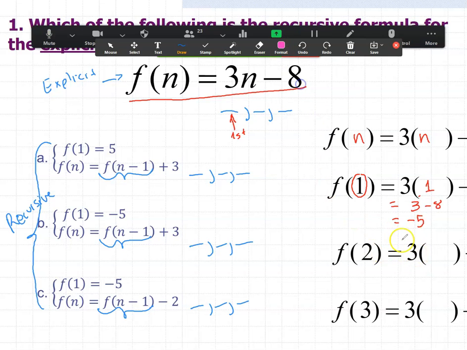Do it again with 2. Plug in 2 because you're trying to find the second number. So that would be 6 minus 8. That would be negative 2. Do it again for 3. That would be 9 minus 8. That would be 1. So there's your list. Negative 5 is your first term. Negative 2 is your second term. 1 is your third term. I could keep going, but three digits is good enough, because that allows you to match it to one of these down here.